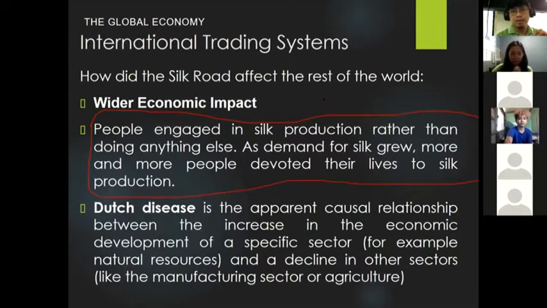No, so Dutch disease is the focusing in only one industry and forgetting the other industries. Ano pa ba yung mga ibang industries sa Pilipinas? Sa ibang bansa, nangyayari din yan, no? Especially in third world countries like in Africa.